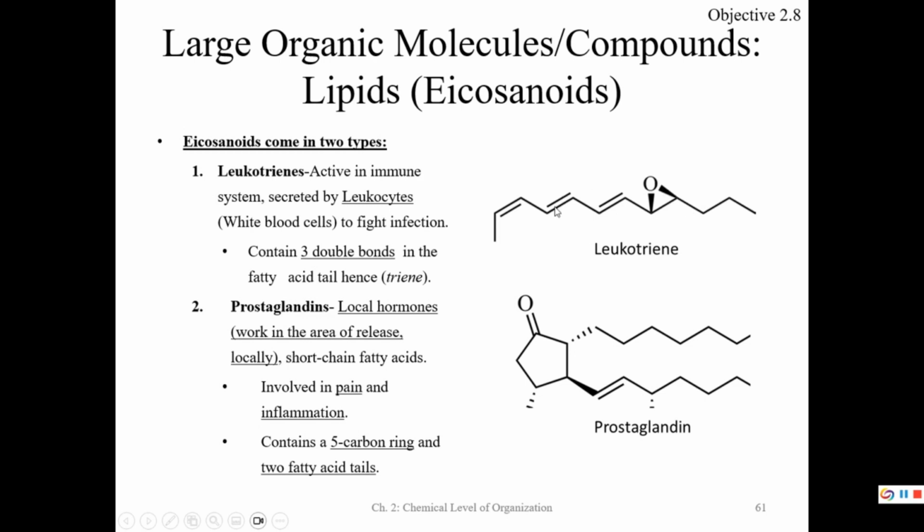This means that what we have is a triene. When you have fatty acids, hydrocarbons that only have single bonds, we call that something-ane, like propane, butane, heptane, nonane, octane, etc. If we have double bonds, we call it something-ene: propene, octene, ethylene, etc.